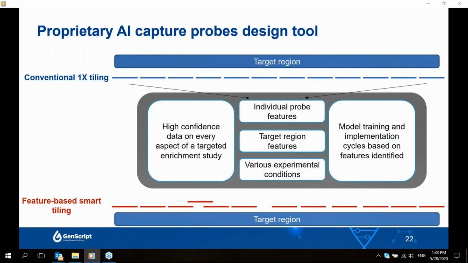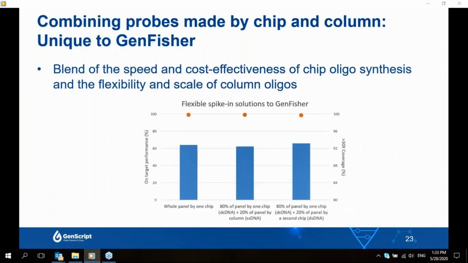An extremely simplified example is shown here. For the same target, instead of 1x naive tiling, our tool is able to judge the features of the target and place the probes at the best positions according to its judgment, with the possibility of elevated or decreased coverage. The second benefit of this design tool is that we could predict accurately how a pre-designed panel should perform in our system. And speaking of predicting performance, even with the most sophisticated tool, it's impossible to get the perfect capture panel the first time, although I believe our AI tool is pretty close.